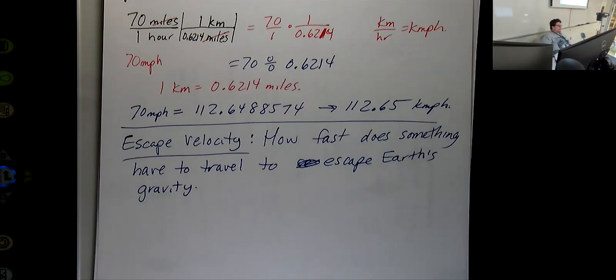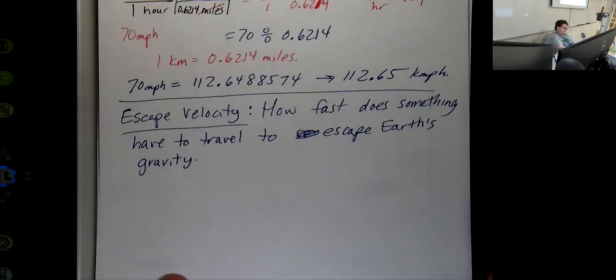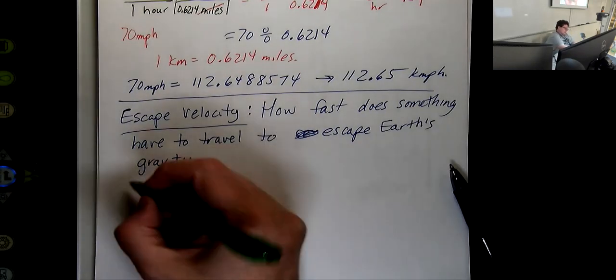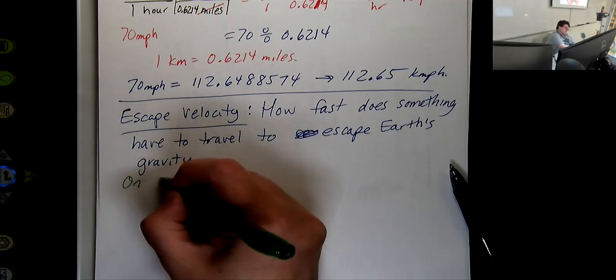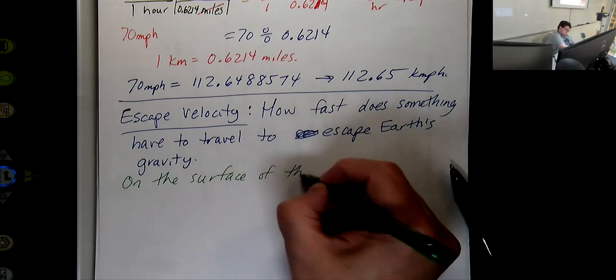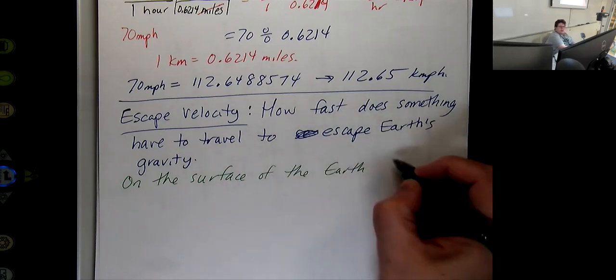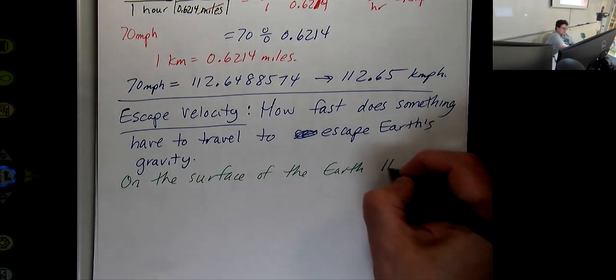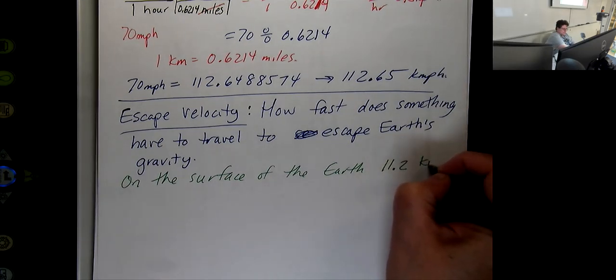Now, it's related to the distance from the Earth. Like the farther up you go, the Earth's pull on you is a little bit less. The closer you are to Earth, the stronger the pull of the Earth is. But they know the escape velocity on the surface of the Earth. On the surface of the Earth, it is 11.2 kilometers per second.